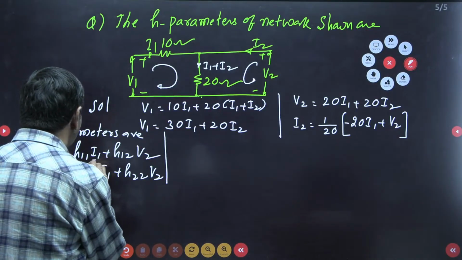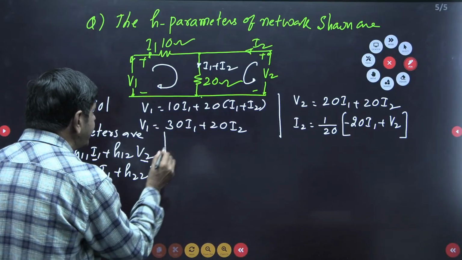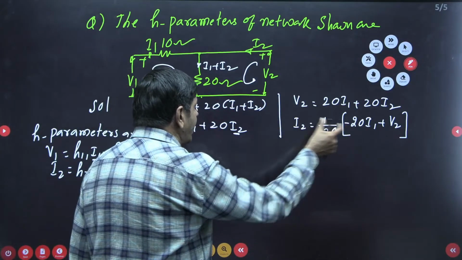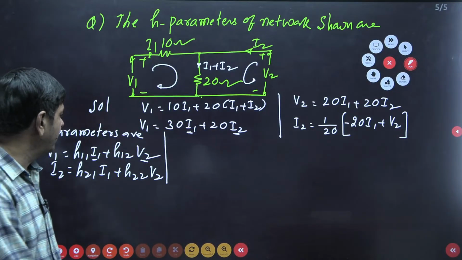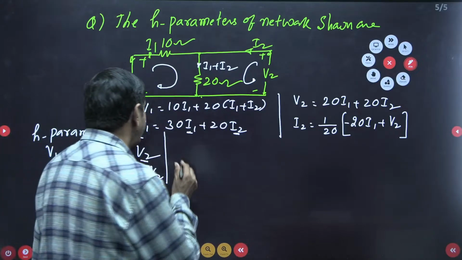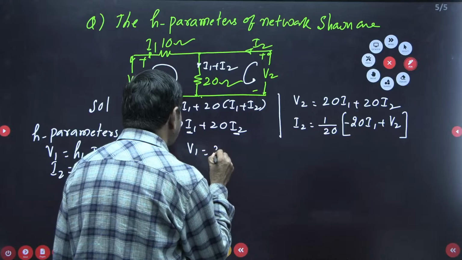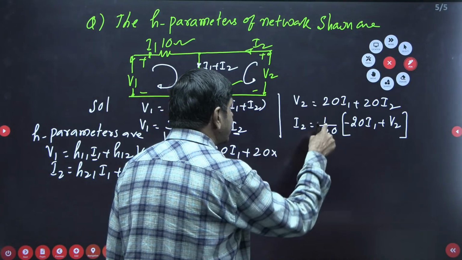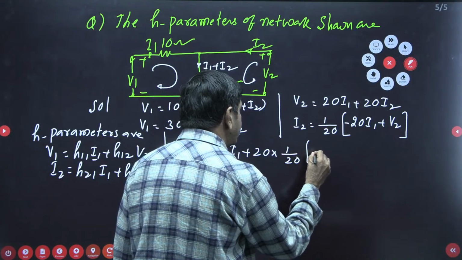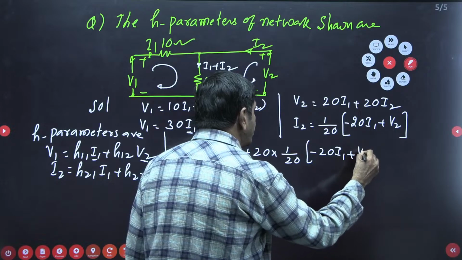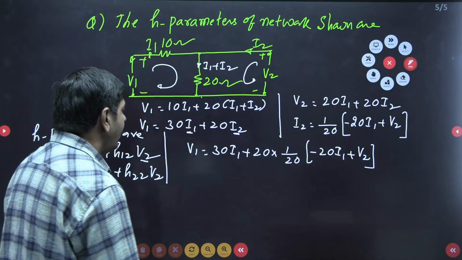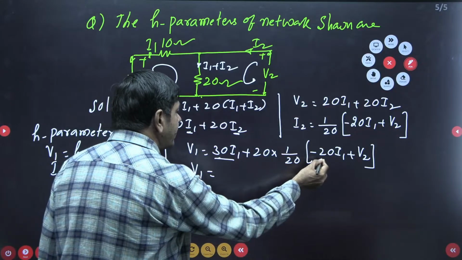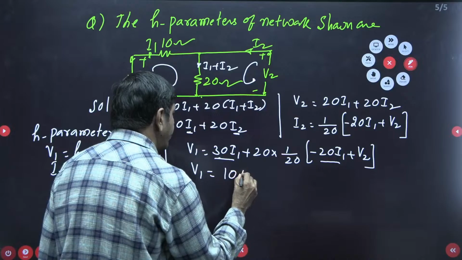V1 is required in terms of I1 and V2 only. I2 is not allowed; I want it in terms of V2 only. So I substitute this I2 here. V1 equals 30 I1 plus 20 into I2, and I2 is 1 by 20 into (minus 20 I1 plus V2). The 20 and 20 cancel. I am getting finally V1 equals 30 I1 minus 20 I1, which becomes 10 I1, plus V2.